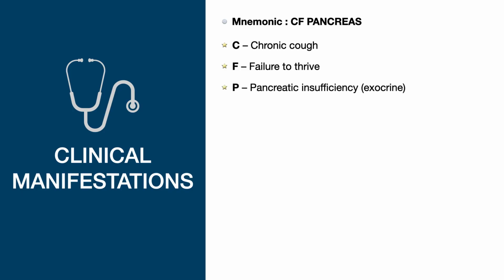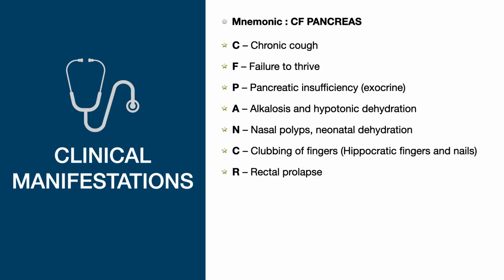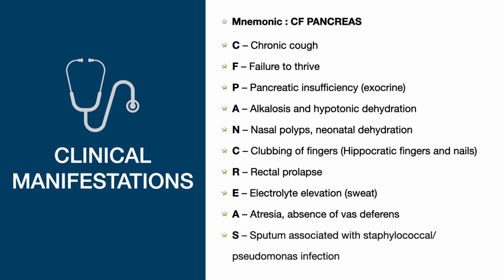P is for pancreatic insufficiency. The blockage of the exocrine secretion outlets, fibrotic and cystic mutations leads to the loss of exocrine function. A for alkalosis and hypotonic dehydration. N for nasal polyps and neonatal dehydration. C for clubbing of fingers. R for rectal prolapse. E for electrolyte elevation. A for atresia and absence of vas deferens. And lastly, S for sputum associated with staphylococcal and Pseudomonas infection.